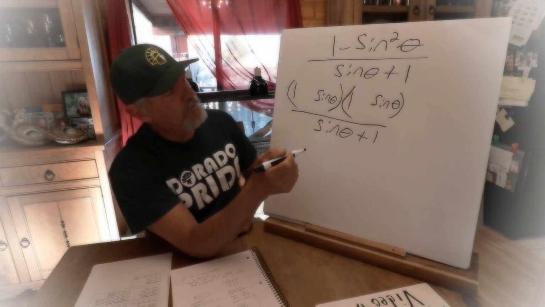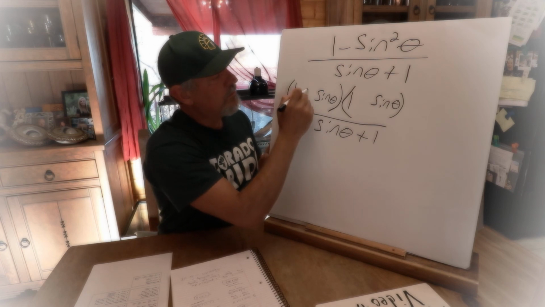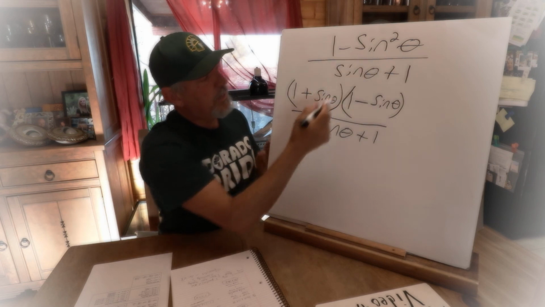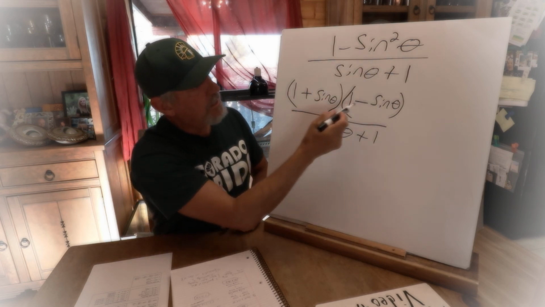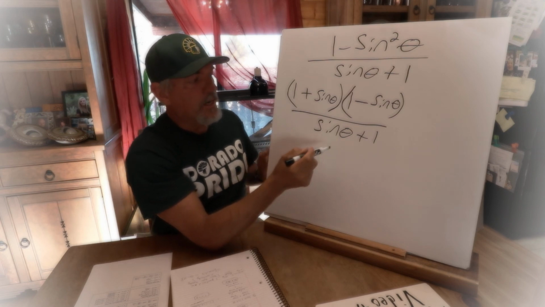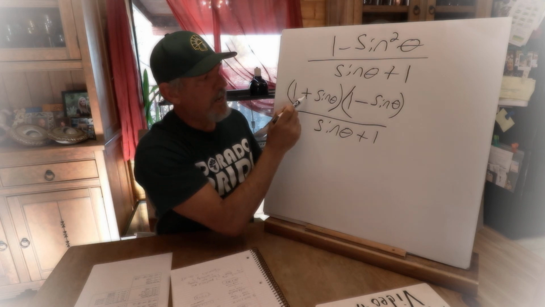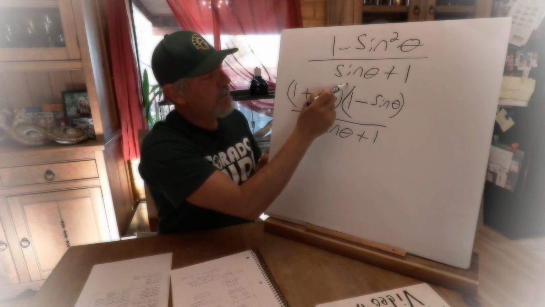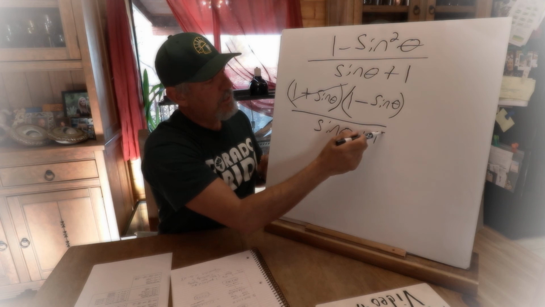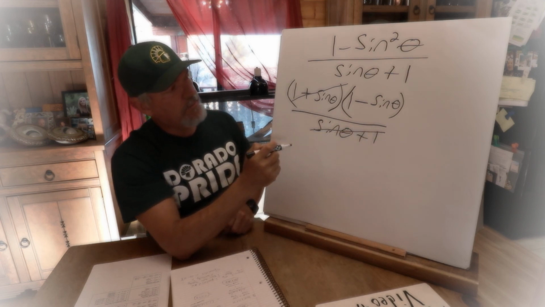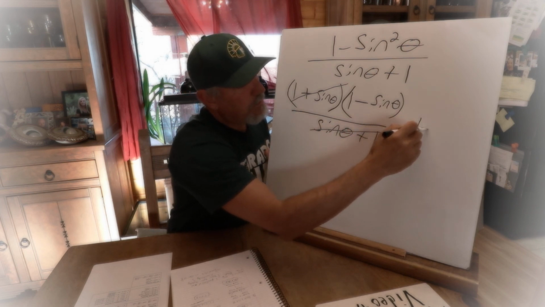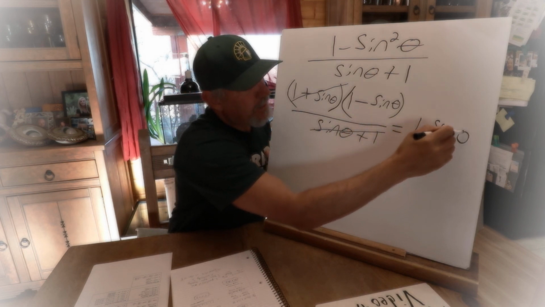And remember, when there are differences of squares, the only thing you need to do is put an opposite sign in each one. So 1 minus sine squared theta changes to 1 plus sine times 1 minus sine. That allows us to cancel. Remember, you cannot cancel parts of things being added or subtracted, but entire factors. 1 plus sine theta and sine theta plus 1 is the same thing. Those are gone. We're left with 1 minus sine theta.